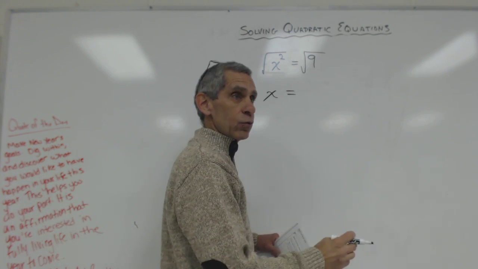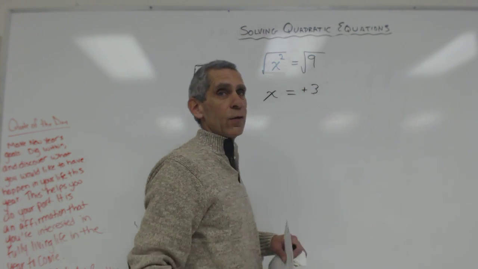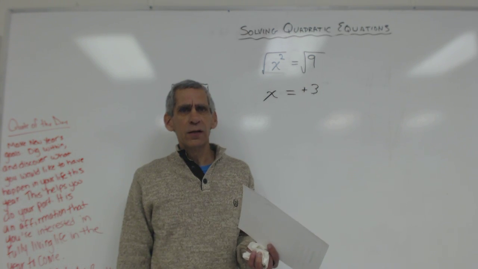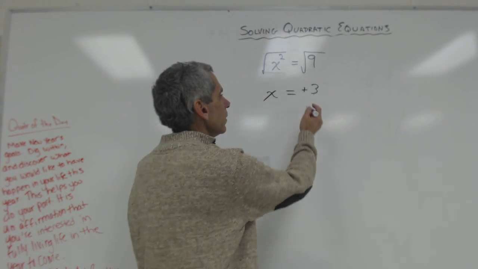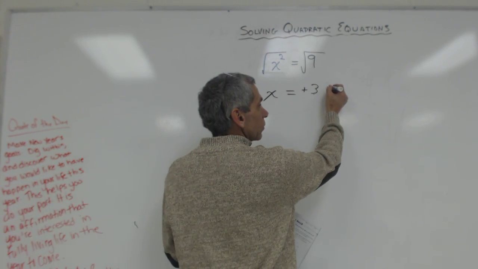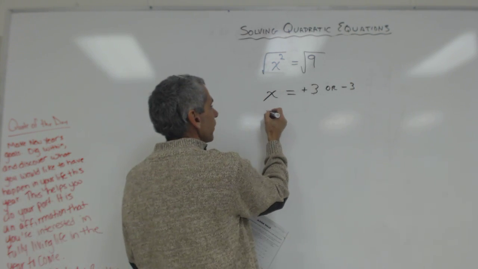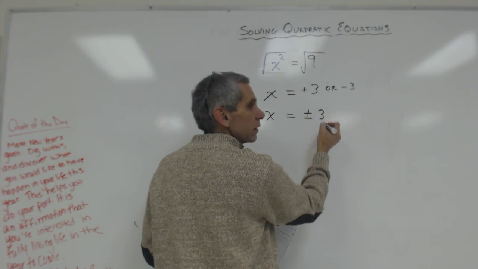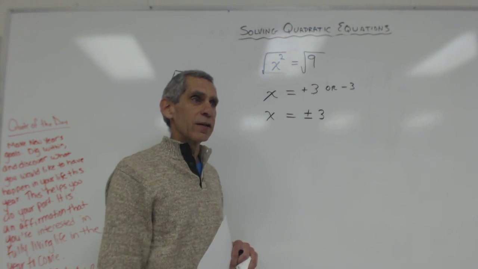3. That's one of the answers. Positive 3. What's another answer, possibly? Negative 3. Could it be negative 3? Yes. Negative 3 times negative 3 is 9. So it could be positive 3 or negative 3, right? So I could write it like this, or the fancy way is to just do this, plus or minus 3. That's called plus or minus.